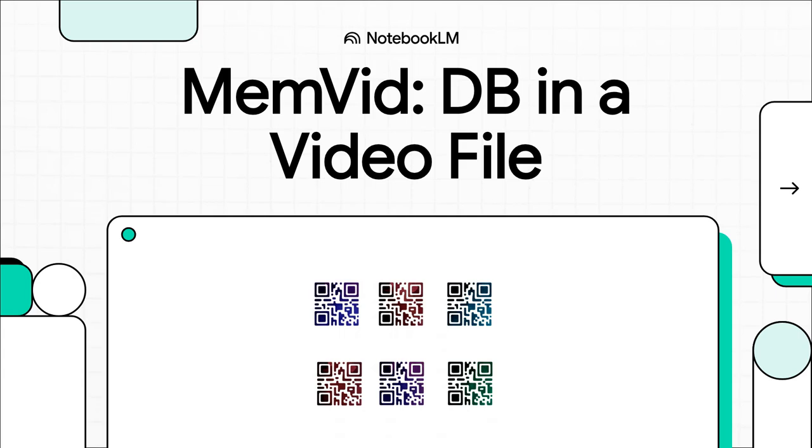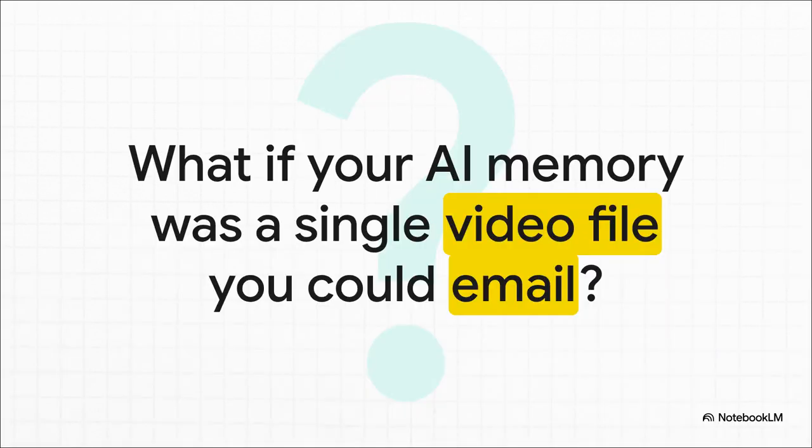All right, let's dive into something kind of wild today. We're looking at one of the most wonderfully strange and fascinating ideas I've seen in the AI world in a long time. It's a project called MemVid, and it's a totally radical take on AI memory that starts with a pretty crazy question. I mean, really think about this for a second.